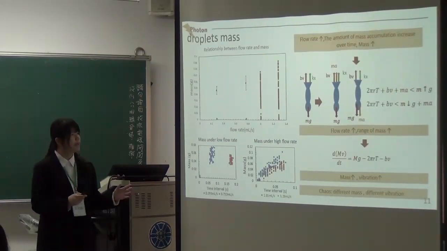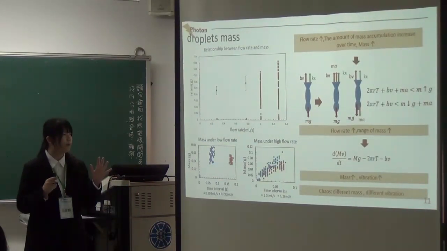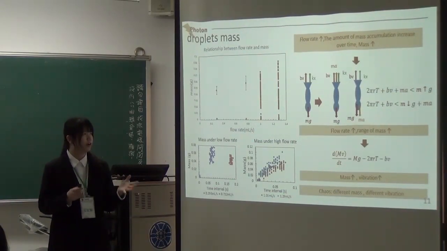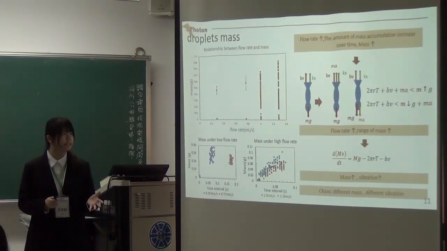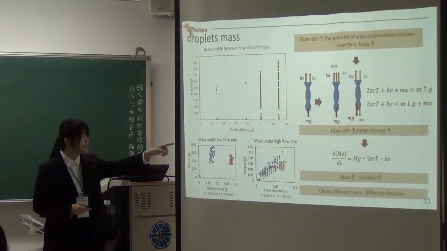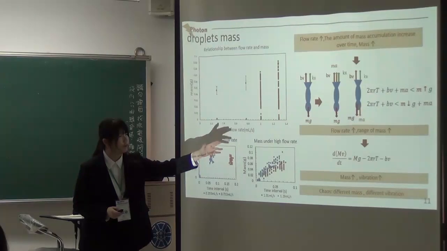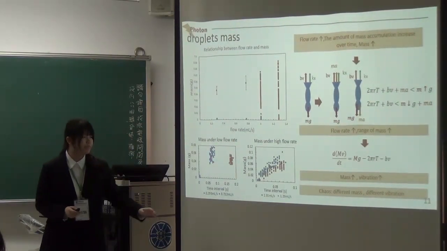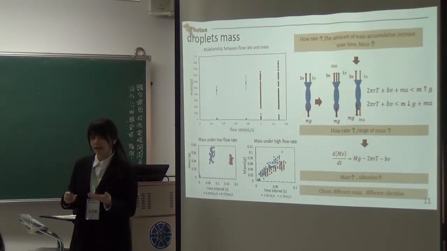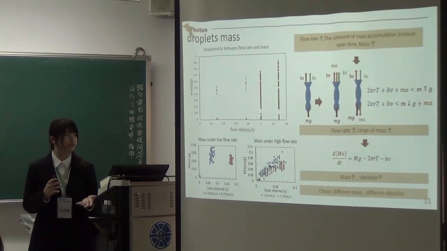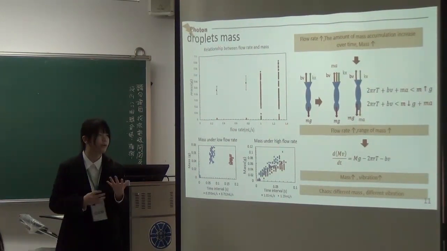And here is droplet mass. You see, when the water flow rate increases, the amount of accumulation increases over time, so mass will increase. And in a chaotic condition, when the water flow rate increases, the range of mass will increase. It's because of the vibration direction, because the vibration size will change and the vibration direction will also change.